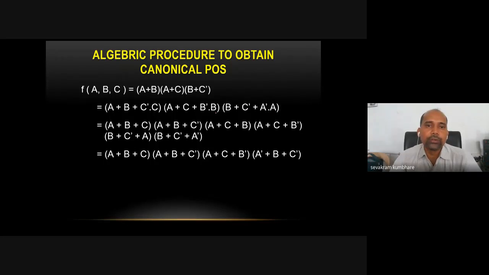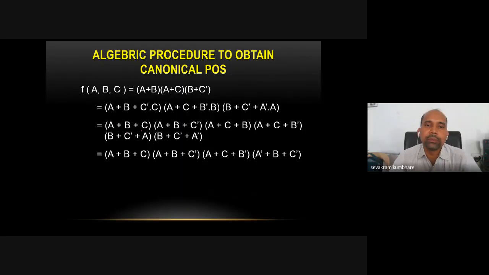Then you have to split it. So A plus B plus C and A plus B plus C bar. This also can be split: A plus C plus B, A plus C plus B bar. This also can be split: B plus C bar plus A bar, B plus C bar plus A. Got it? Then you have to find out the redundant terms.